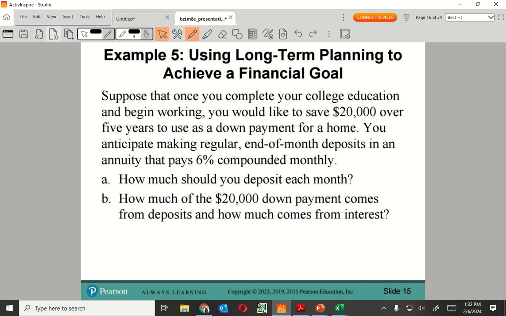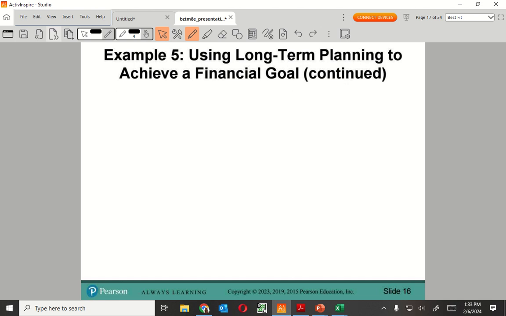Suppose that once you complete your college education and begin working, you would like to save $20,000 over 5 years to use as a down payment for a home. You anticipate making regular end-of-the-month deposits in an annuity that pays 6% compounded monthly. How much should be deposited each month? Ooh, this one's a different one. And how much of the $20,000 down payment comes from deposits? How much comes from interest? So, this means that we're going to go over here, same steps all the way through.